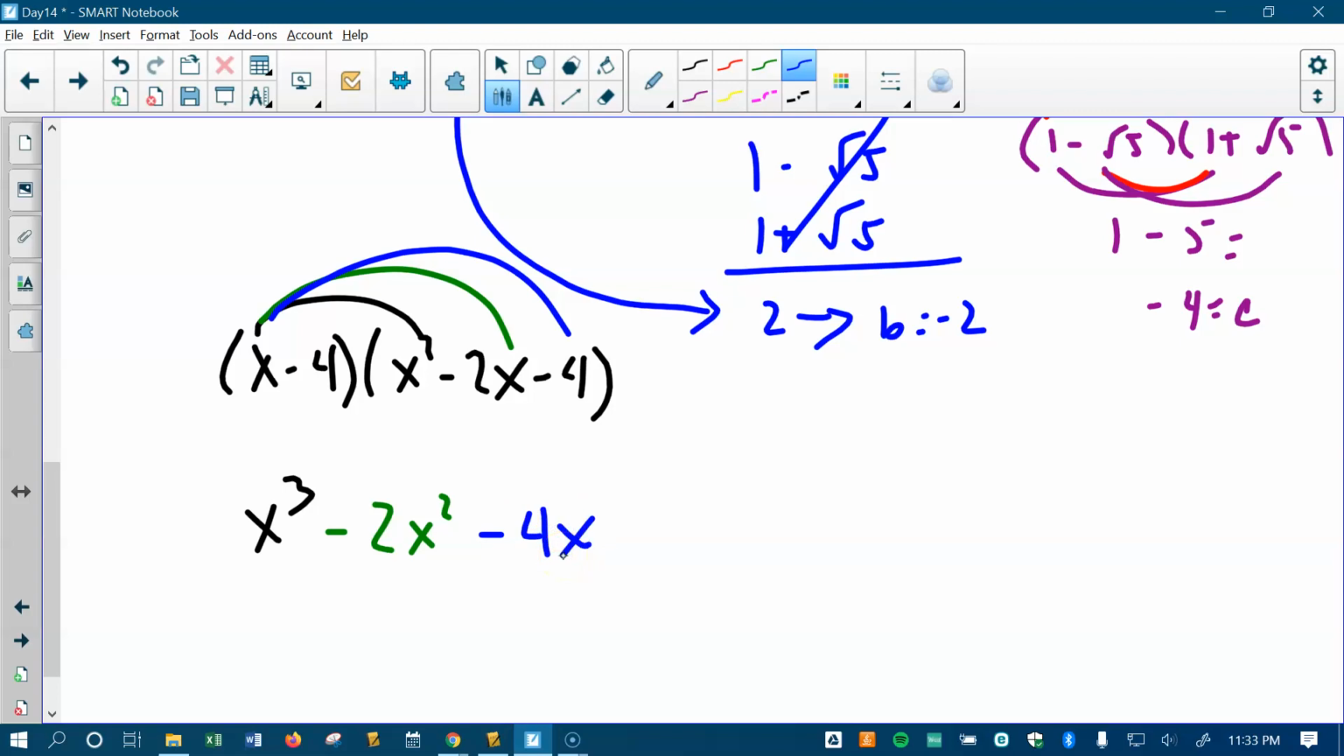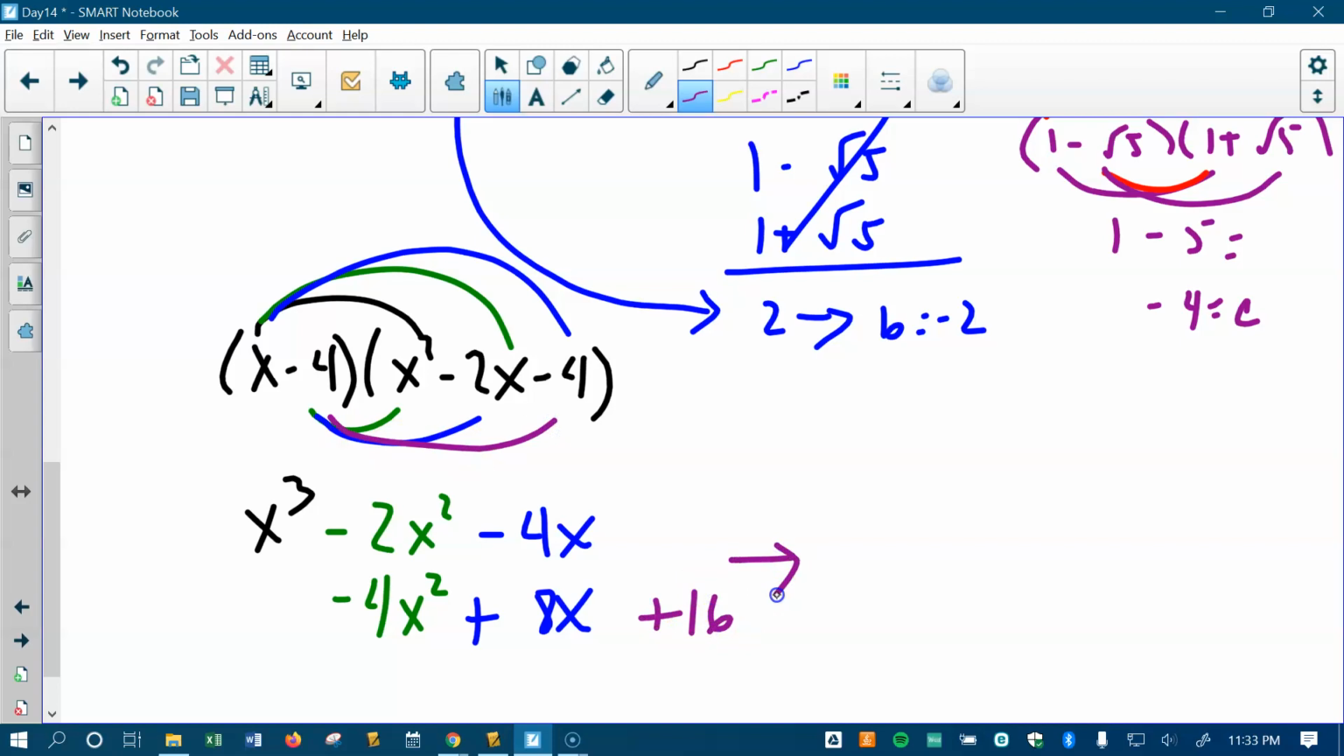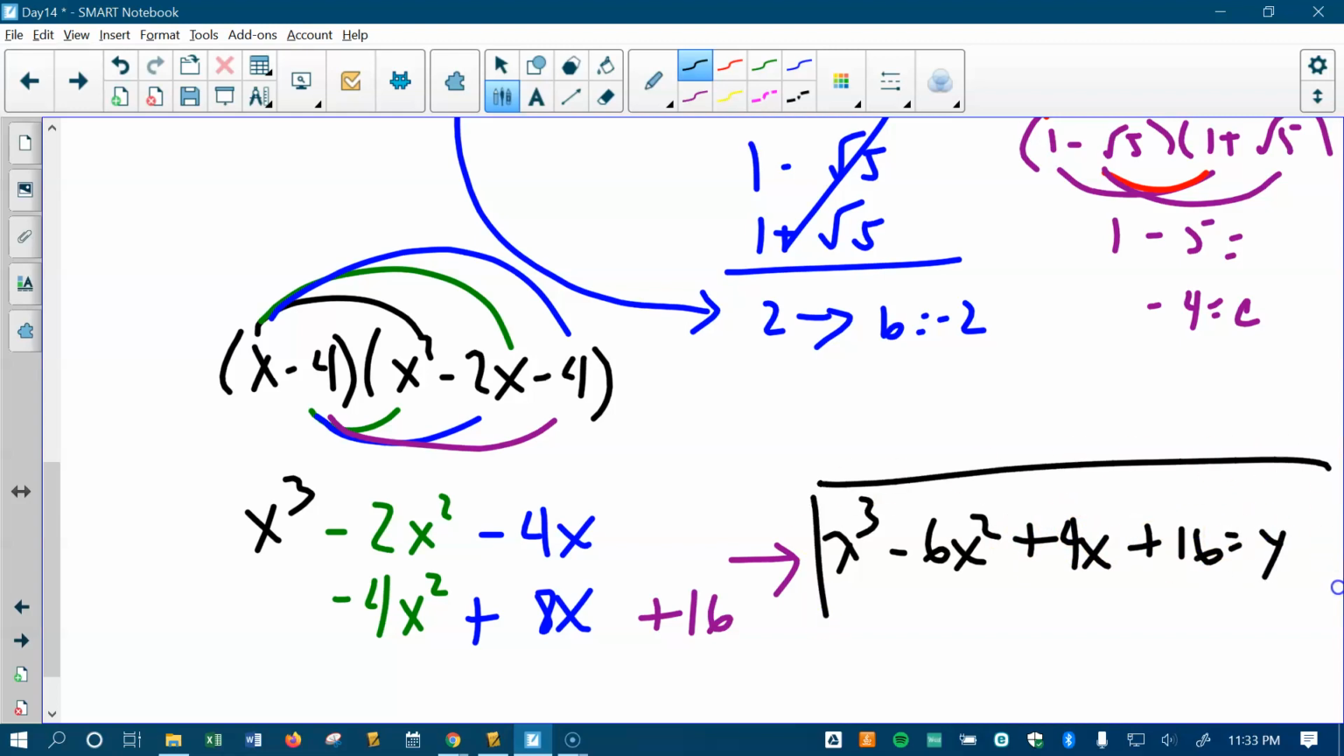And we get minus 4x. And we're going to get, let's see here, let's just go back to green, minus 4x squared. And we'll get plus 8x. And we'll finally get plus 16. So all together, we'll get x cubed minus 6x squared when I combine those two in green, plus 4x when I combine the blue, plus 16, equals y. And that's my polynomial when I multiply it all out again.